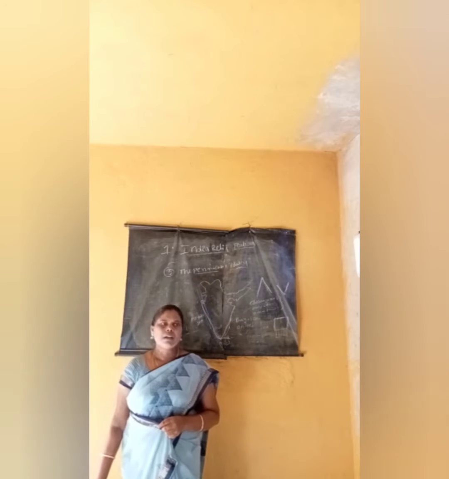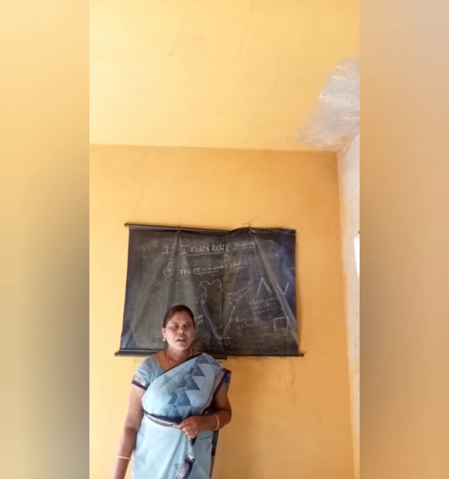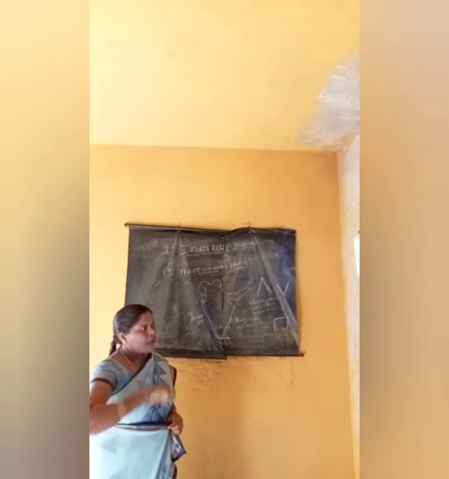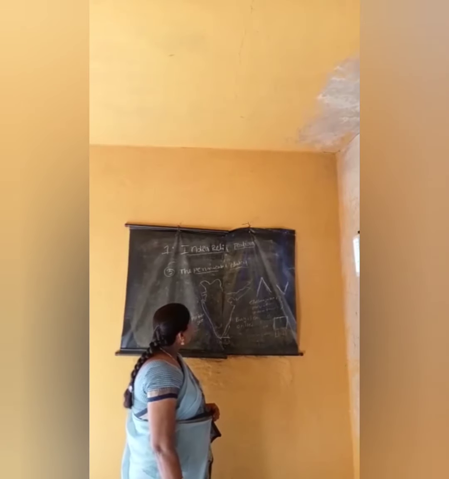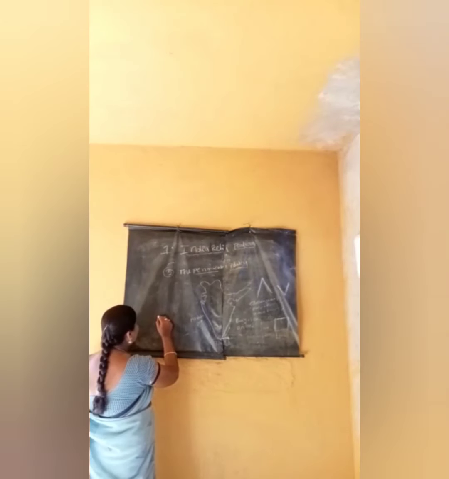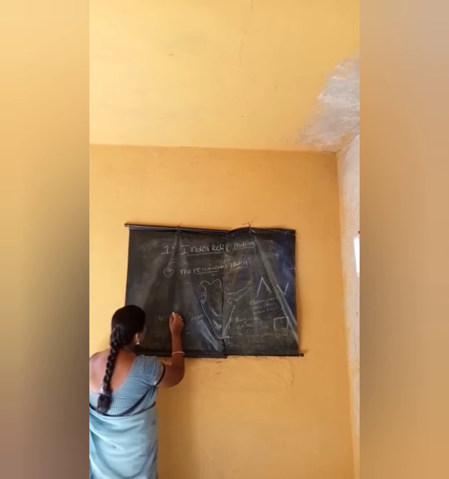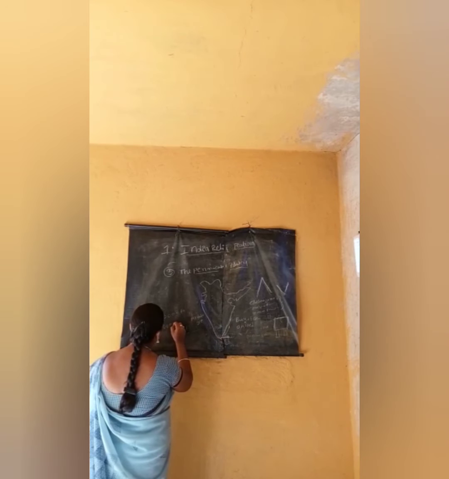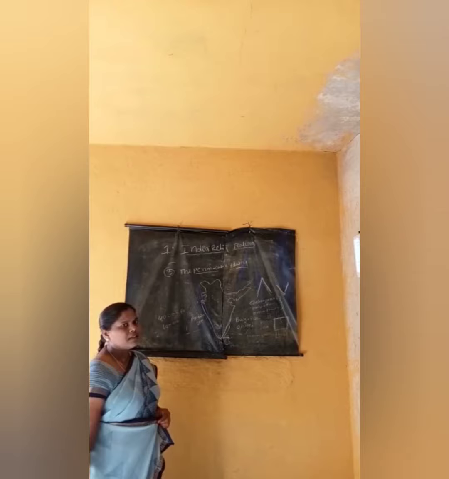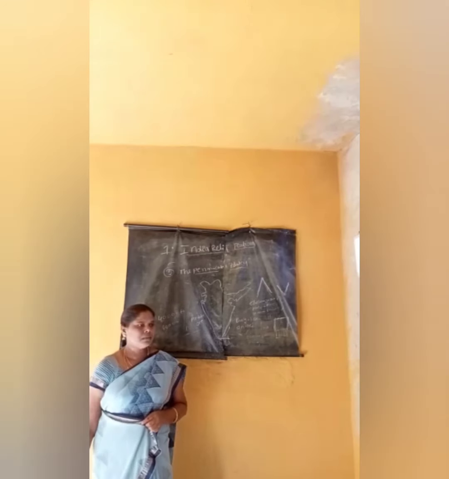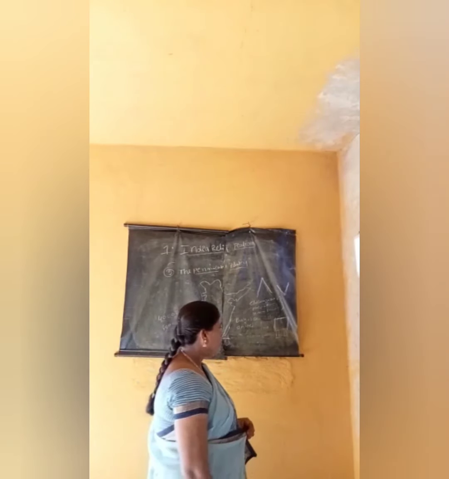The highest plateau in the world. Which plateau? Tibet. The Tibet plateau height is 4,000 to 6,000 meters, the highest plateau in the world.